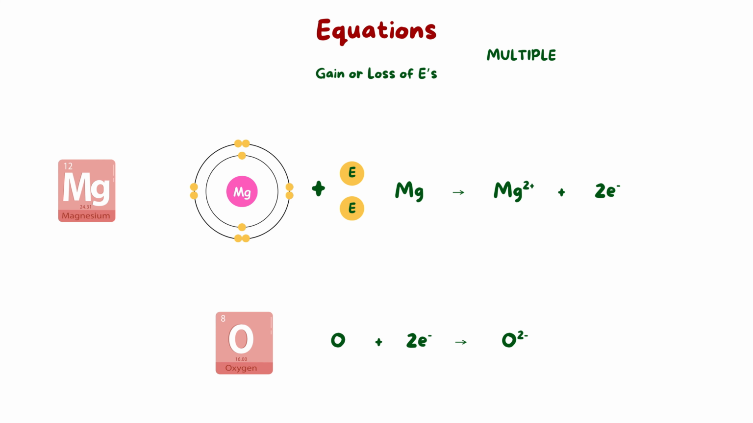These types of ionic changes are crucial to understanding how atoms interact and form compounds, especially in reactions between metals and nonmetals. And that's everything you need to know for now about how ions are made and why some atoms form them more easily than others.